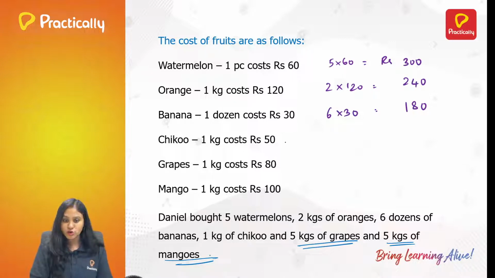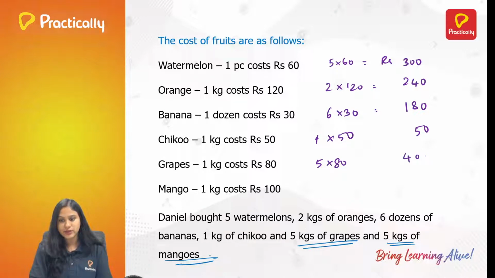Chiku 1 kg costs rupees 50. How many kg? 1 kg only. So 50 rupees only. Right? Next, grapes 1 kg costs rupees 80. So he took 5 kgs. So 5 into 80. This is 1 into 50. So it's nothing but 400.